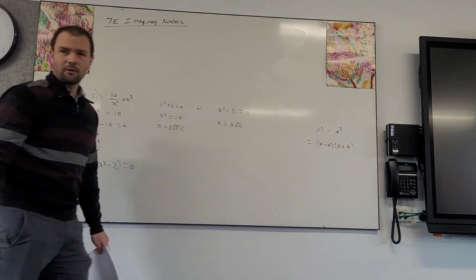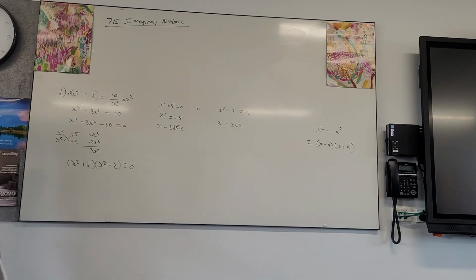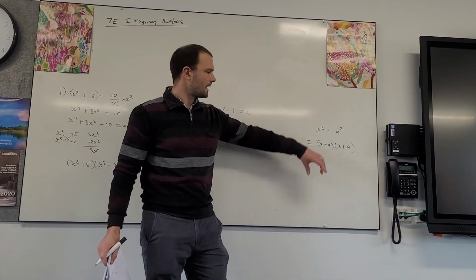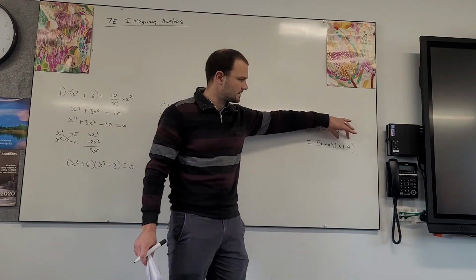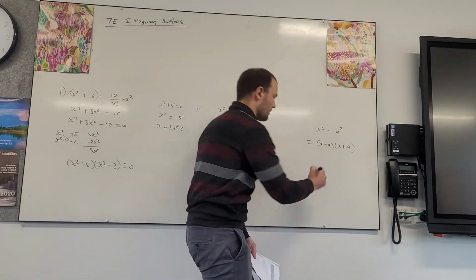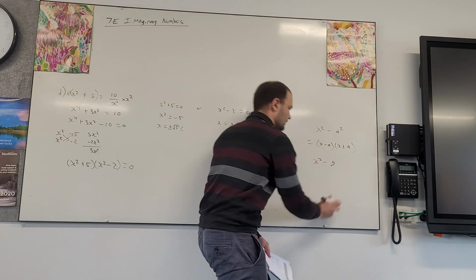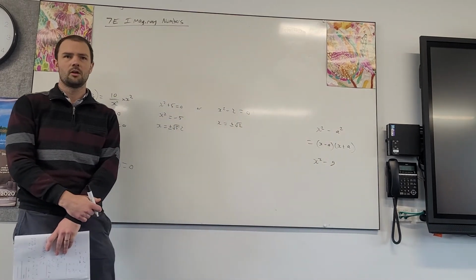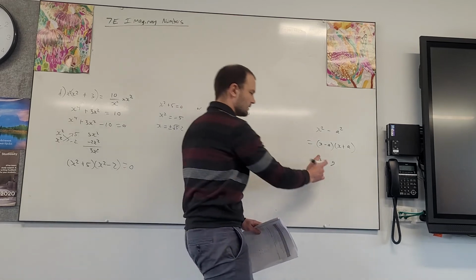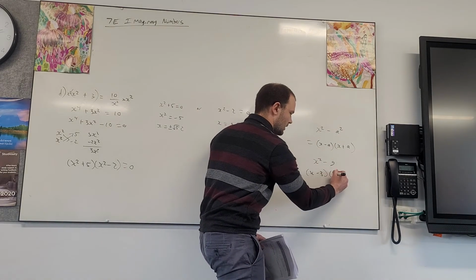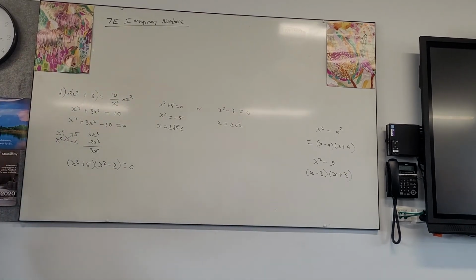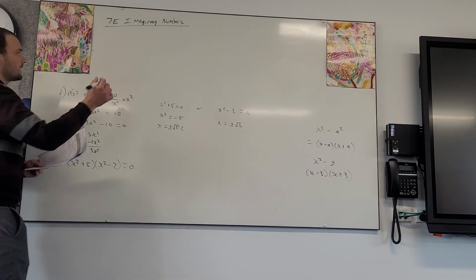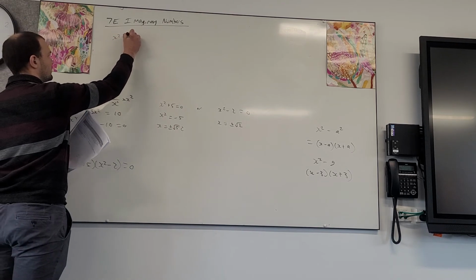Okay, so before we do this, what you need to remember is difference of two squares. Remember, if we have x squared take a squared, we can write that as x take a times x plus a. An example might be x squared take 9, which we could write as x take 3 times x plus 3. If you were to expand that, you'll get x squared take 9. All right, so we're told to write as a product of linear factors x squared plus 3.